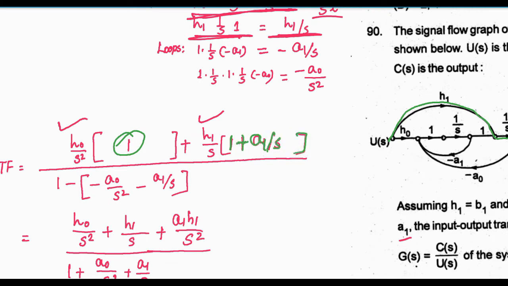So this is the numerator part completed, and the second part is the denominator. And what is the denominator? Denominator is 1 plus all the loops.